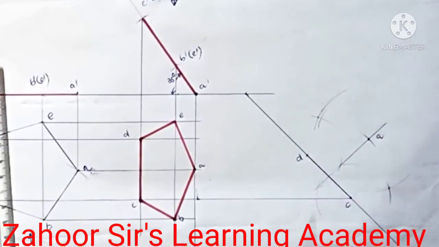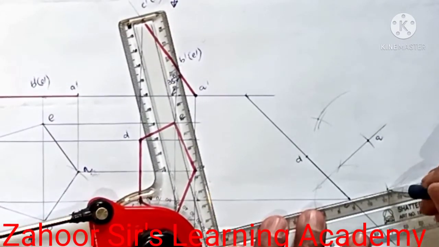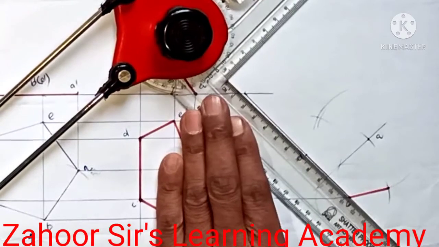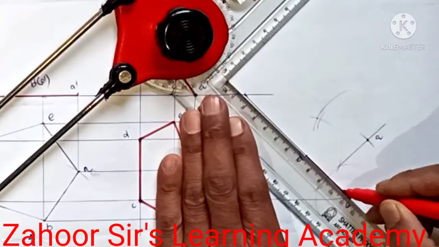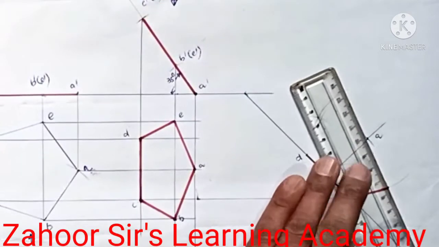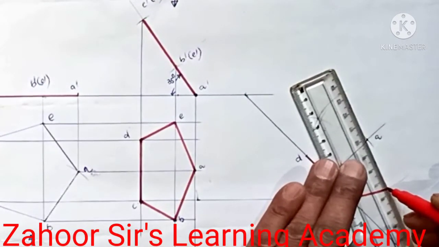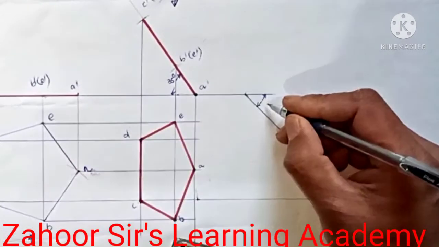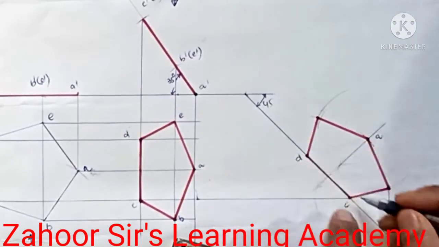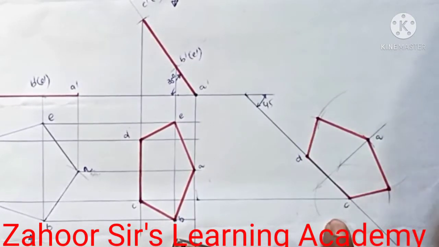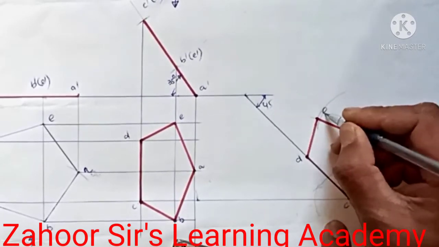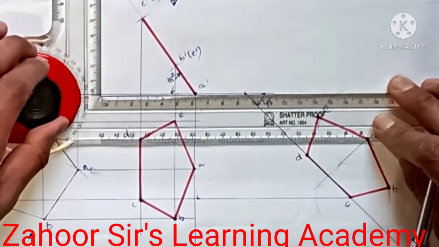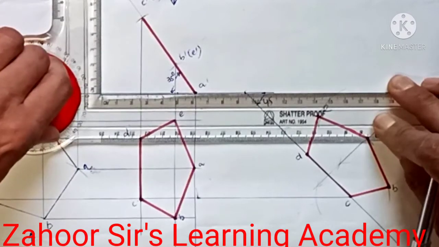Now we need to join these points together with the help of the scale or the mini drafter. I'll use the red pen to connect these points together. This is the second rotation which we have given to the pentagon. So CD was making an angle of 45 degrees with the VP. This was A, this is B, and this is E. So we have redrawn this with the condition that CD was making a 45 degree angle with the VP.